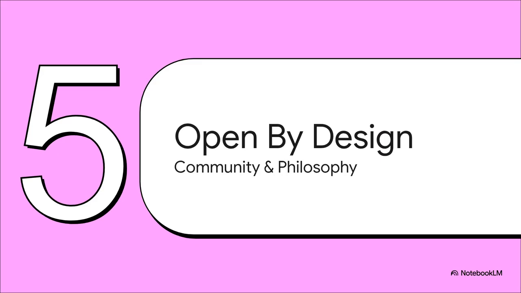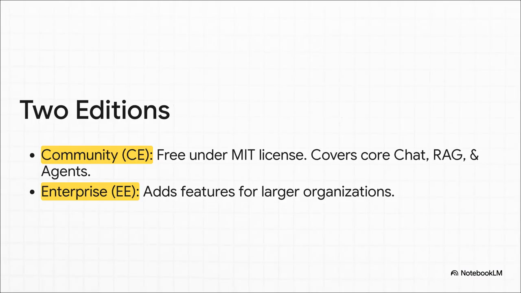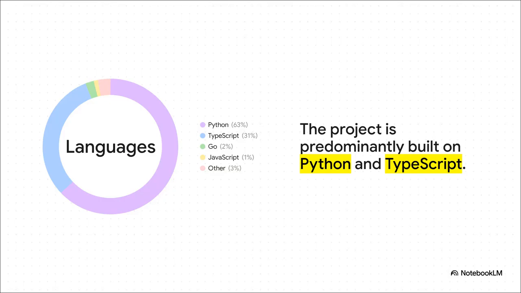And what's really driving all of this is a super strong open source philosophy. It's absolutely central to what Onyx is all about. So how does the model work? Well, there are two main editions. The Community Edition is totally free. It's under the very permissive MIT license, and it includes all the core features you'd want: chat, RAG, agents, and actions. Then, the paid Enterprise Edition builds on top of that, adding features that are specifically geared towards those larger organizations.